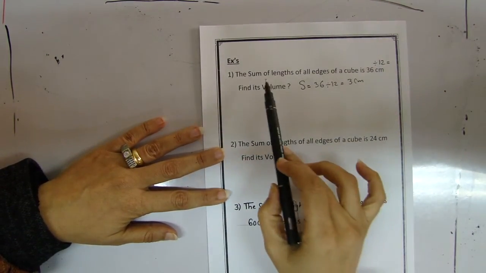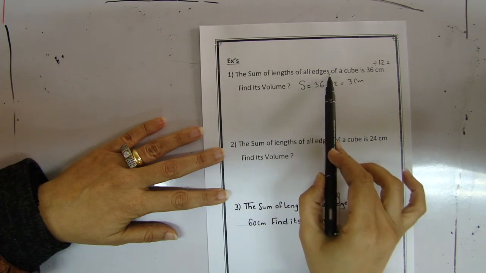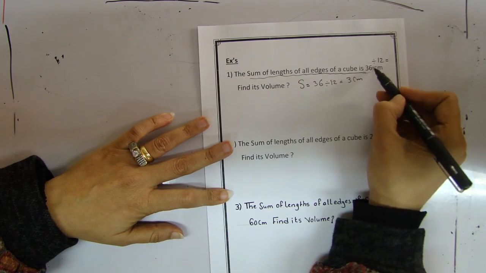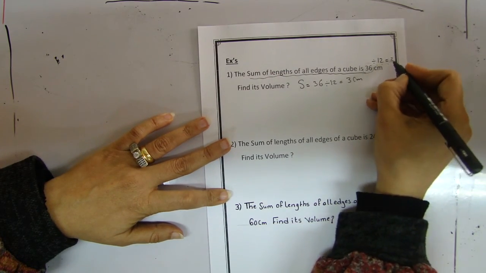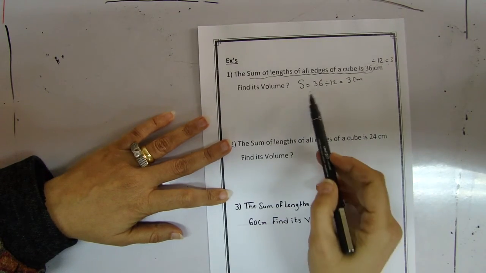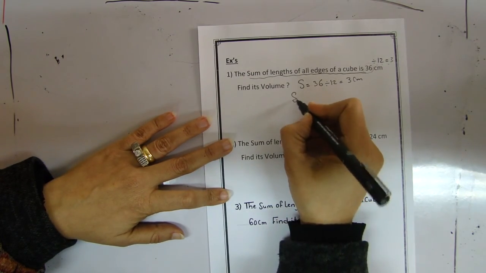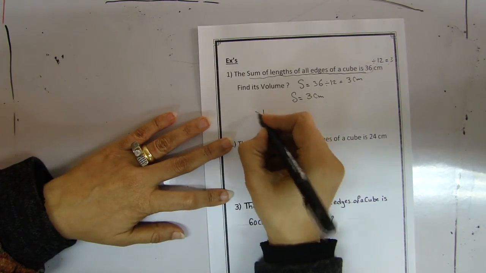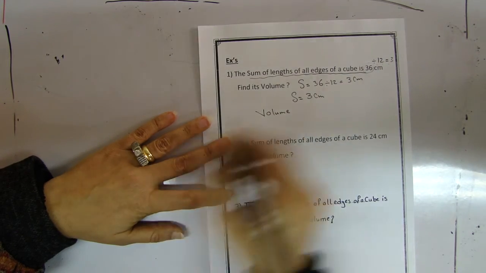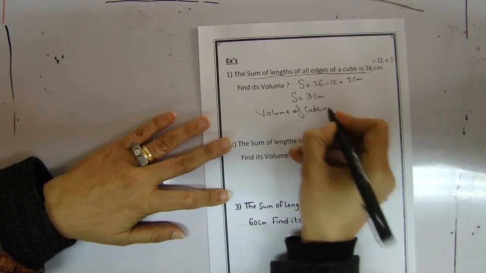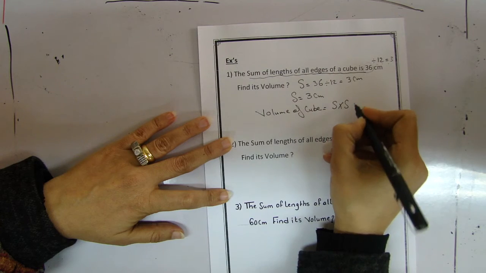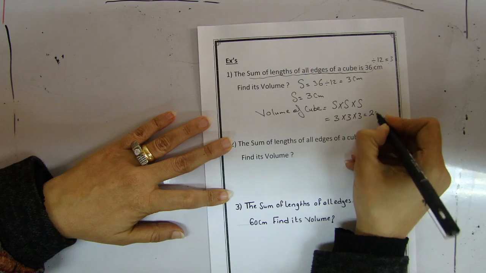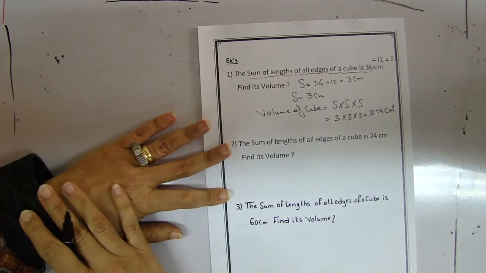Then if we have the sum of lengths of all edges divided by 12, we get one side. One side equals 3 centimeters. Then we can calculate the volume of the cube. Volume equals what? Excellent. Side times side times side. 3 times 3 times 3 equals 27 cubic centimeters.